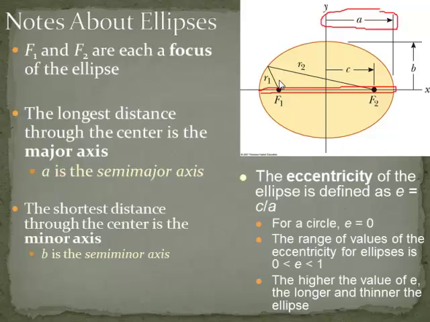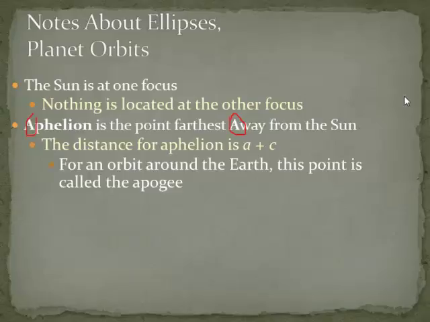So let's say this is our sun right here. If you do A plus C, you get the distance between here and here. And it's called an apogee when the orbit is around the Earth.